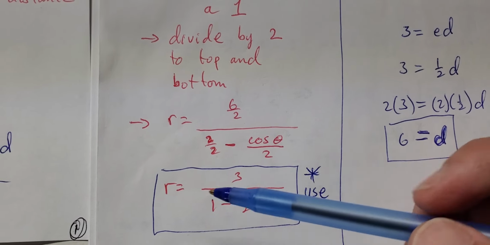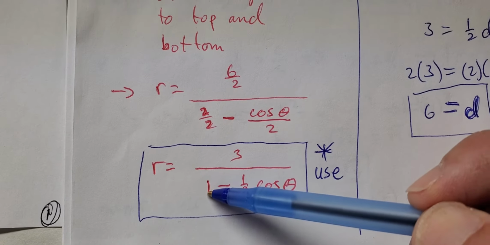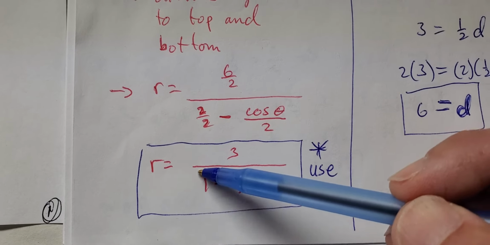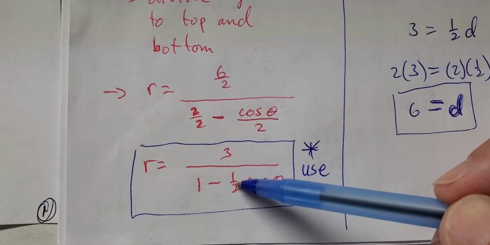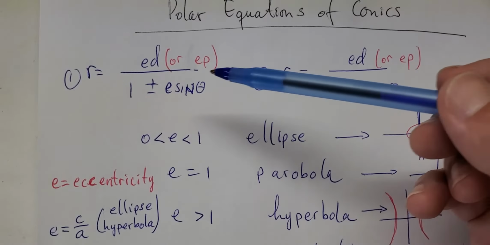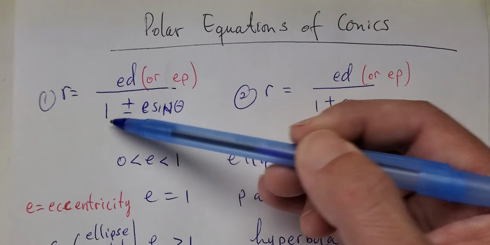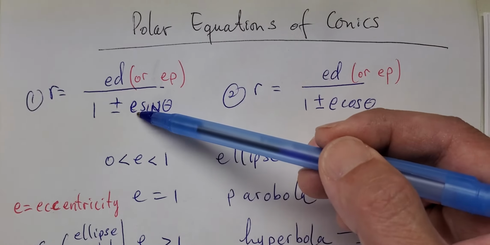Again, we need this to be a 1, and the reason why we need this to be a 1 is so that we can know what E is. The main purpose of this being a 1 is so that we know what E is. If you look very carefully at our original general equations, here's 1, here's E. That's the reason why we need this to be a 1, so that we can get E.